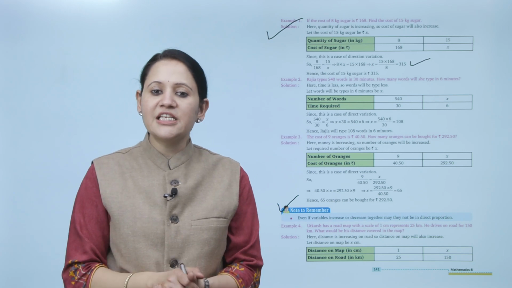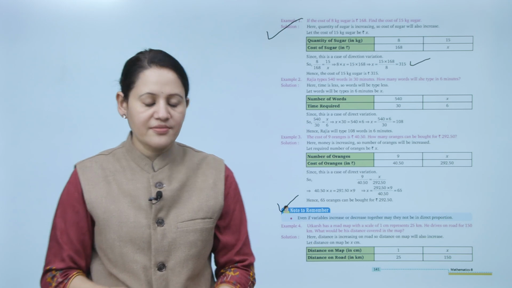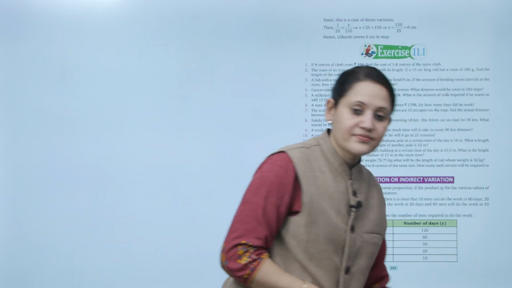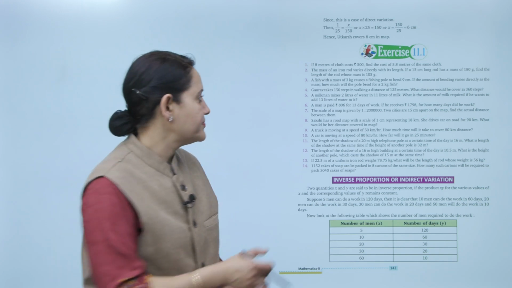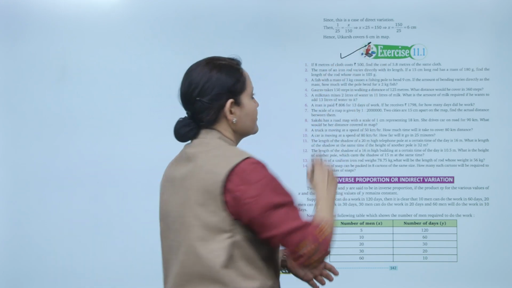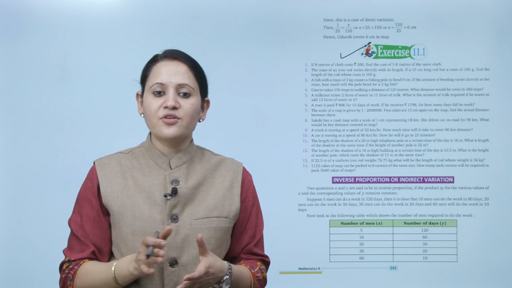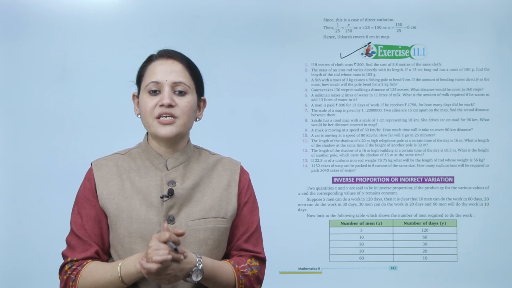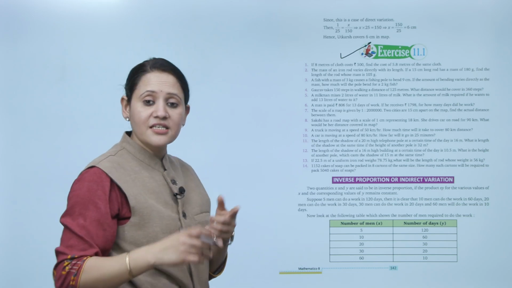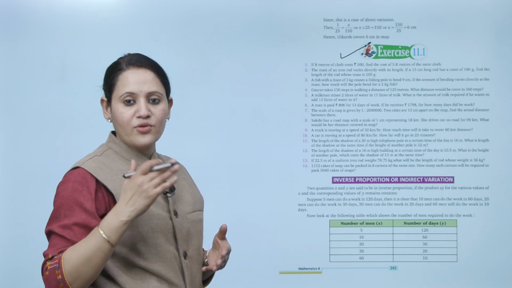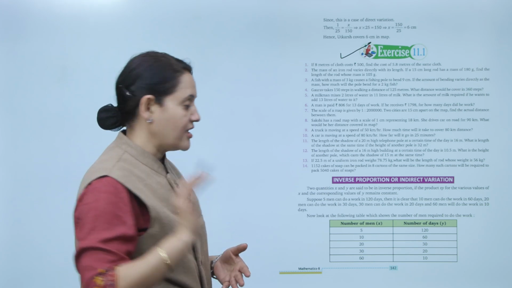Next is note to remember. Even if variables increase or decrease together, they may not be in direct proportion. Next is exercise 11.1. If 8 meter of cloth costs 500 rupees, find the cost of 5.8 meter of the same cloth. So here, as the quantity of cloth increases, the cost will also increase. So they are varying directly.